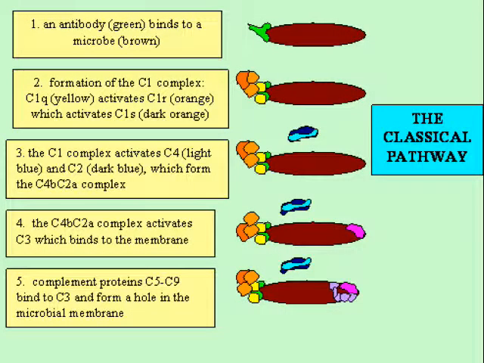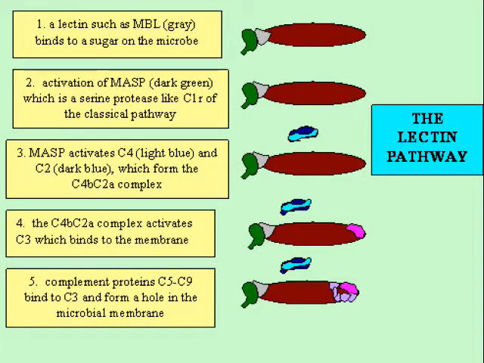The antibodies in the classical pathway will ultimately activate complement C3 through complement protein C4b and C2a. Also, the lectin pathway, which uses lectin proteins which bind to the sugars of microbes, will also activate complement protein C4b and C2a, which then activate C3.